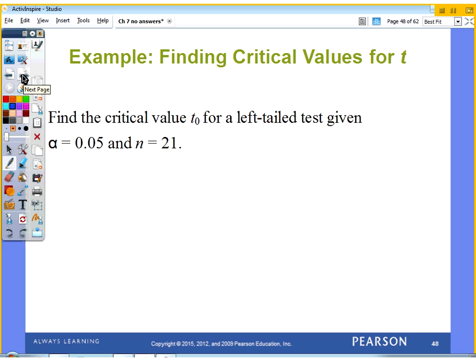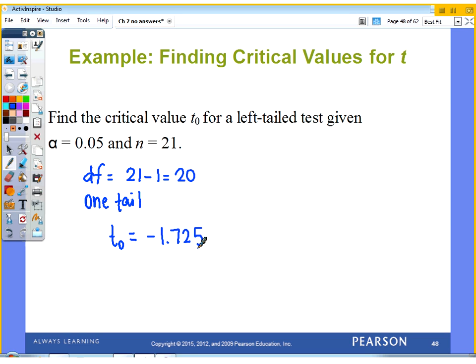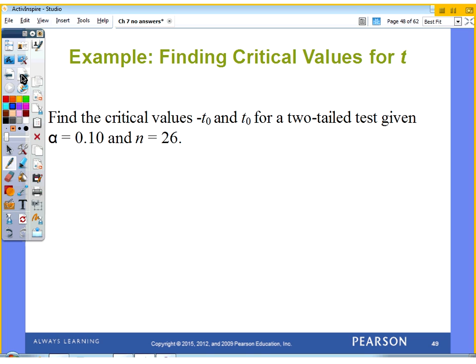All right, so if they ask us to find the critical value t0 for a left-tailed test, given alpha equal to 0.05 and n equal to 21, that tells me my degrees of freedom would be 21 minus 1, which is 20. And then since it's left-tailed, that is a one-tailed test. So you're going to look across the top and down the side. You should find that your critical value would be negative 1.725. And again, it's negative because they told us it was a left-tailed test.